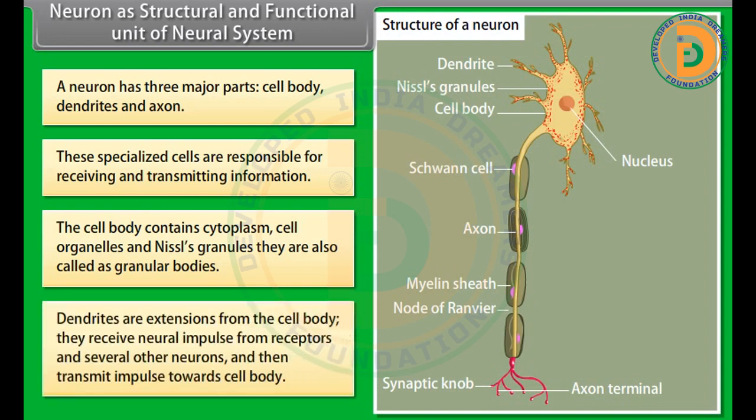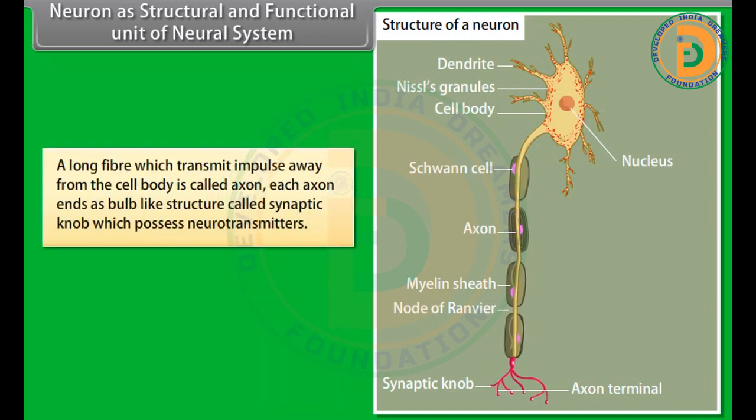Dendrites are extensions from the cell body. They receive neural impulses from receptors and several other neurons and then transmit the impulse towards the cell body. A long fiber which transmits impulse away from the cell body is called the axon. Each axon ends as a bulb-like structure called the synaptic knob, which possesses neurotransmitters.